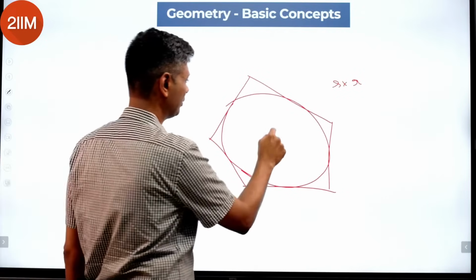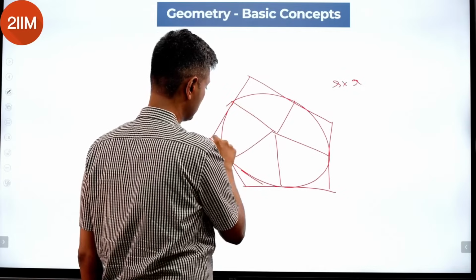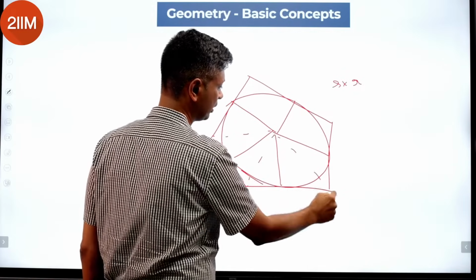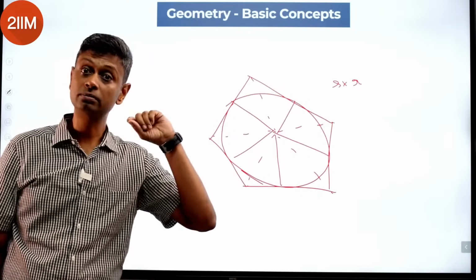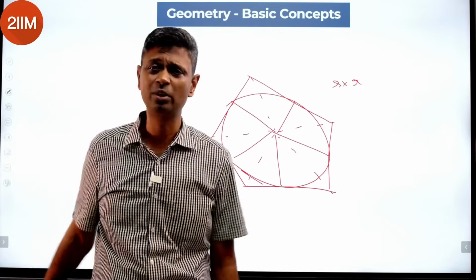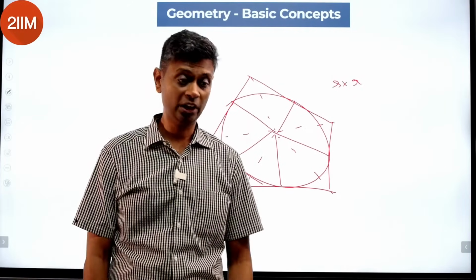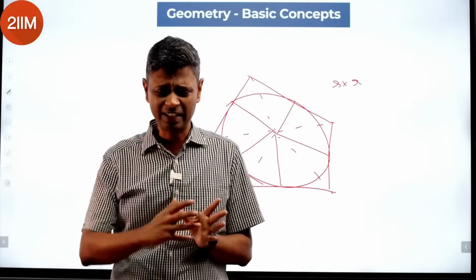Why so? We have a center here with radius, radius, radius, radius, radius. All of these are triangles. Add all of the areas of all the triangles, we'll get area of the polygon. Need not be a regular polygon, need not be a symmetric polygon, need not have all angles equal, nothing. Any polygon, if there is an incircle to it, then this will work. It's a very simple extrapolation of that idea.